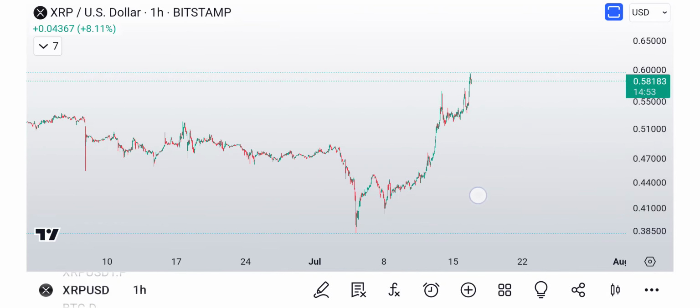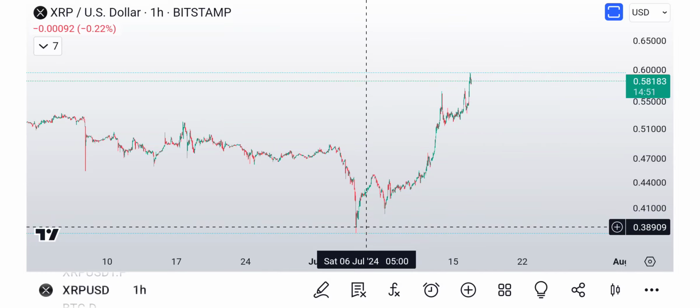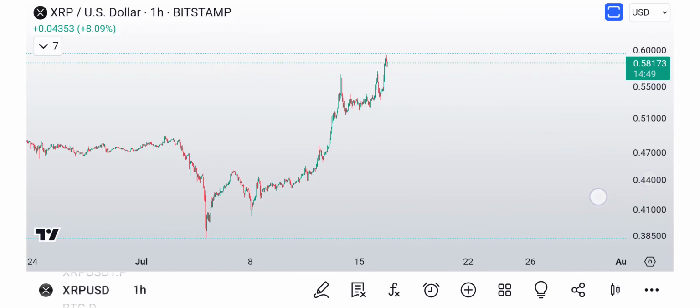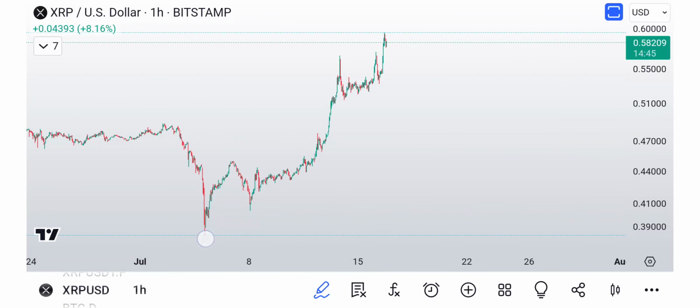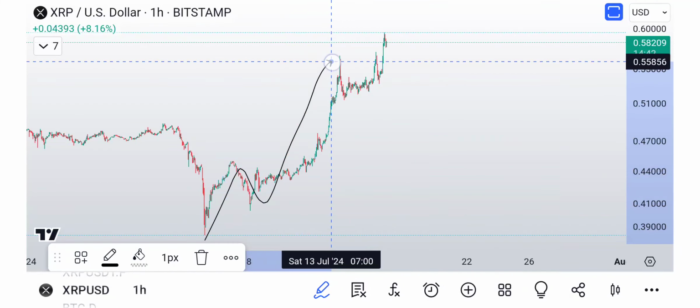Looking at XRP on the smaller time frames on the 1 hour chart, we finally got 5 waves. This is exactly what we've been talking about. We wanted to see a 5 wave move, right? So we got 1, 2, 3, and 4.